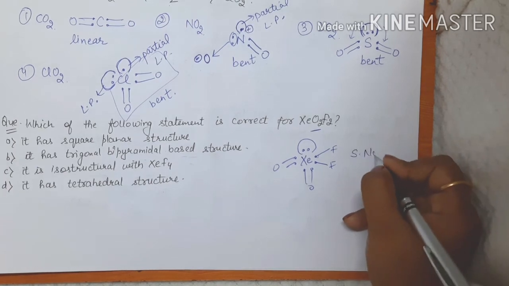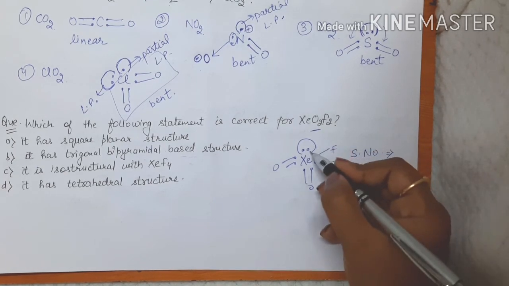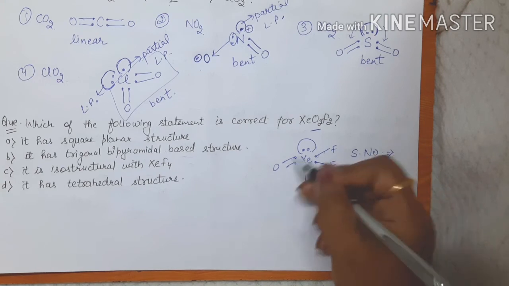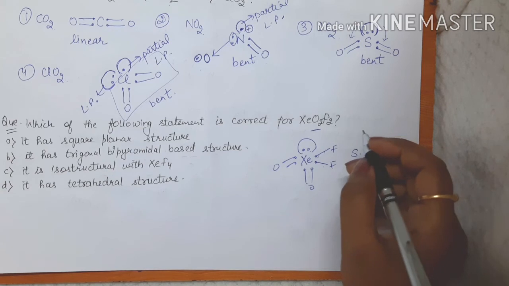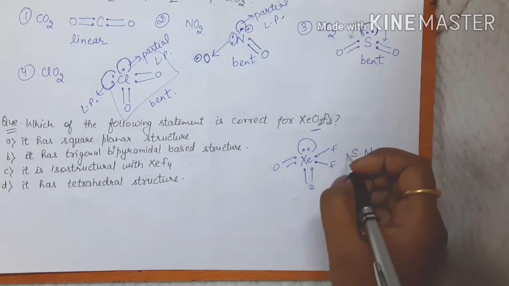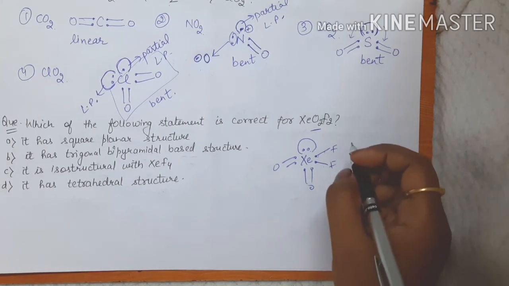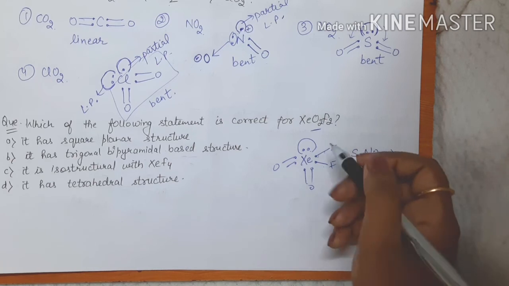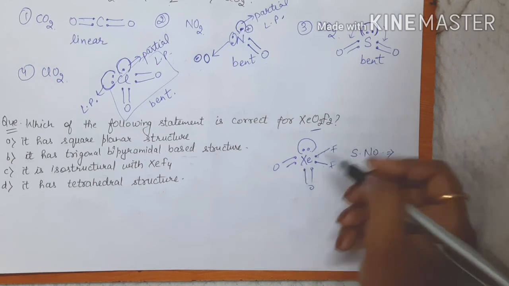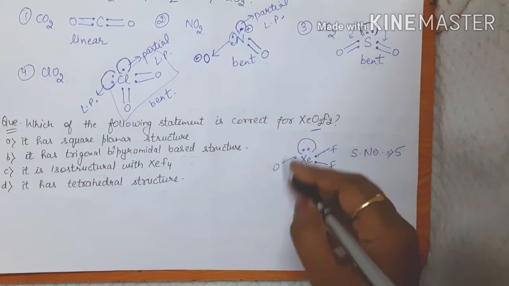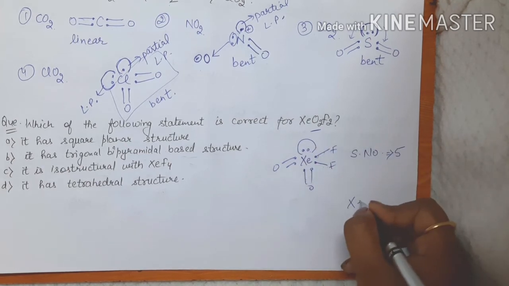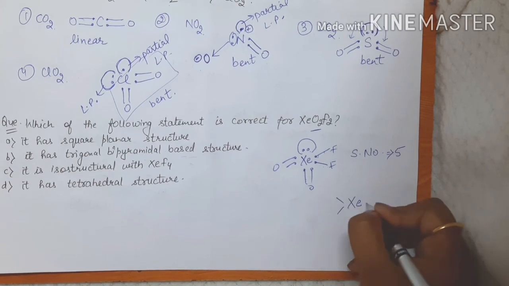Here steric number comes out to be 1 lone pair plus 1, 2, 3, 4 bond pairs. Remember that while counting the bond pairs, we do not count the pi bonds. We always count only the sigma bonds. So steric number will be 1, 2, 3, 4 and 5. Steric number is 5, so definitely the geometry is going to be trigonal bipyramidal based, like this.